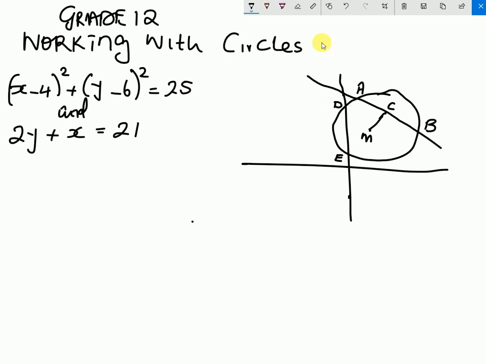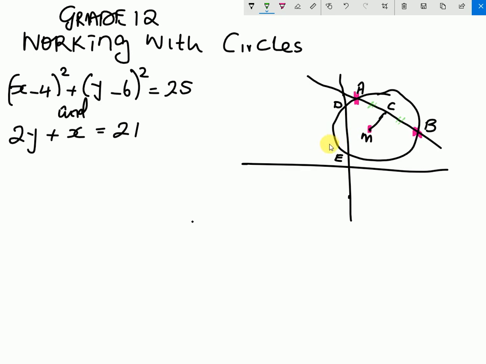This intersects at A and B, right? And the center of the circle, this is the center of the circle at M, and C is the midpoint of the chord AB. Midpoint of the chord. Where is the midpoint? Midpoint is here, equal to this one, because it's the midpoint.